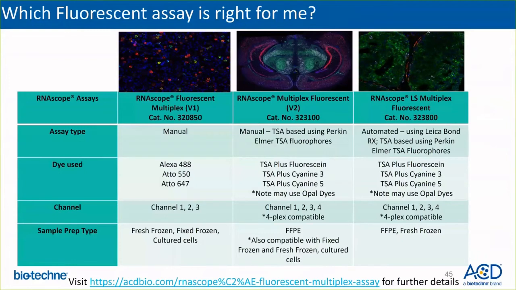The LS multiplex assay is similar to V2 assay, which also utilizes TSA Plus fluorophores or Opal dyes, but is completely automated on Leica Bond RX platform.